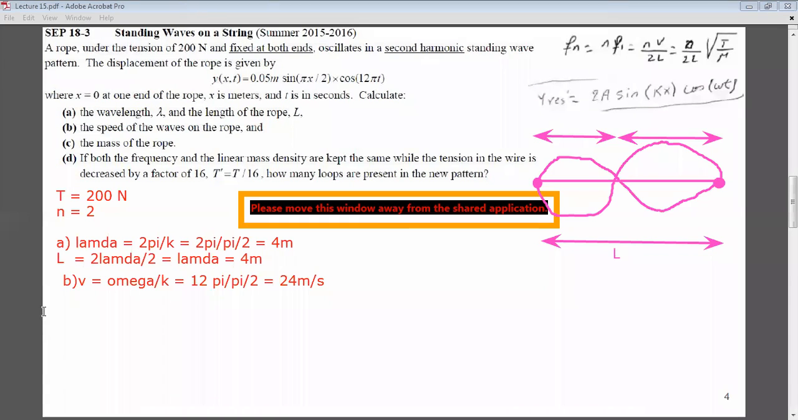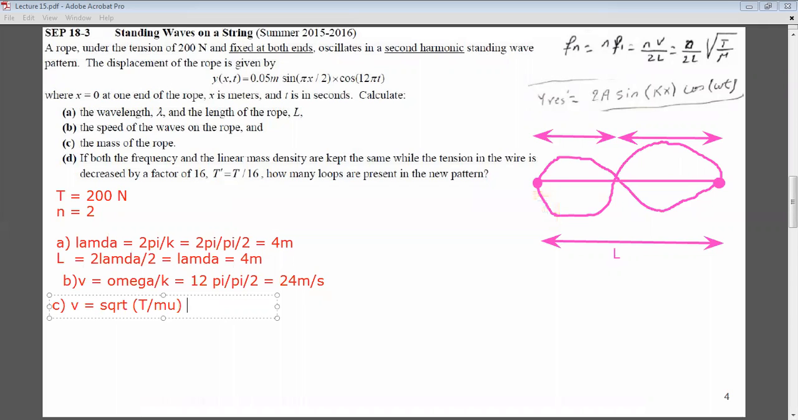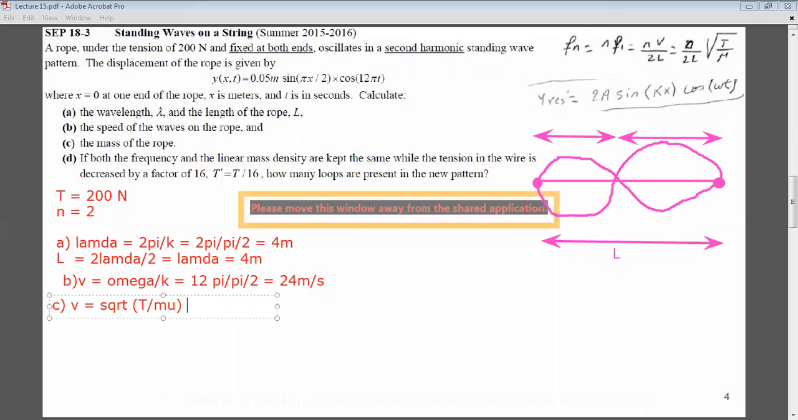Okay, C. Find the mass of the rope. Here I will be using the formula that v is the square root of tension over mu. Once I get mu, I know the length of the string, which is 4, I calculated in part A. Then I get the mass. So v is 24, and I'm going to square both sides to get rid of the square root. The tension is 200 divided by mu. So I get mu is equal to 0.347 kilogram per meter. This is mu.